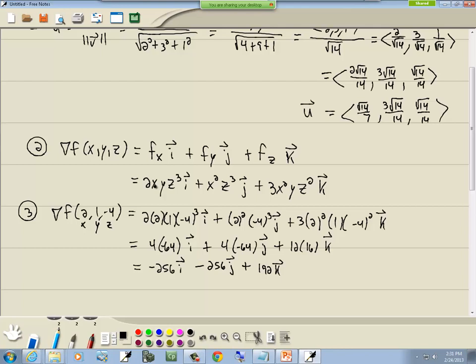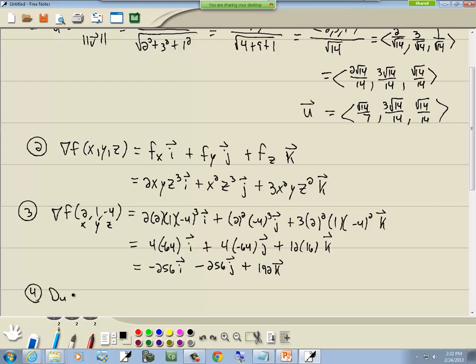And let me double check this. 2, 1, negative 4 to the third, so that's 4 times negative 64, yeah. Then x squared is 4 times z to the third. Times 16. Okay, assuming no basic math errors, that's that.